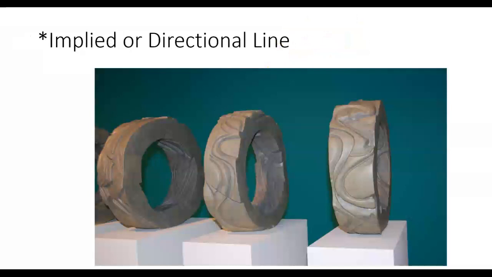Implied or directional line. This one's a really interesting one. If you were standing over here and looking through these tire shapes, through the center of that you would have a line of sight created by that tubular channel. It's an implied line. There isn't a straight line there, but they're implying that a line is going through here, or a directional line. These are all kind of fun and extremely useful, this type of line.